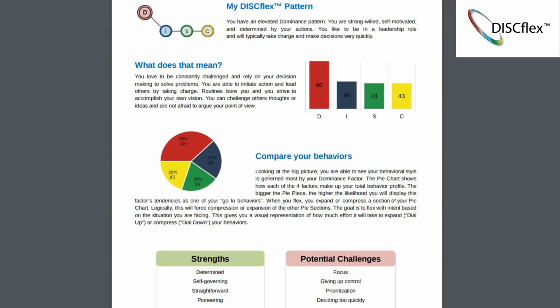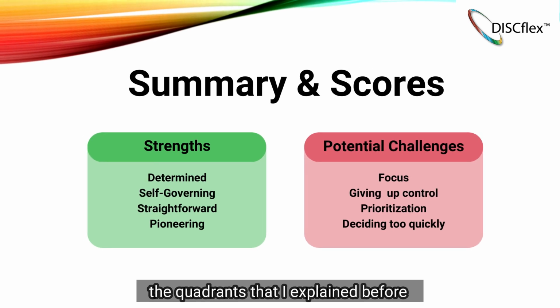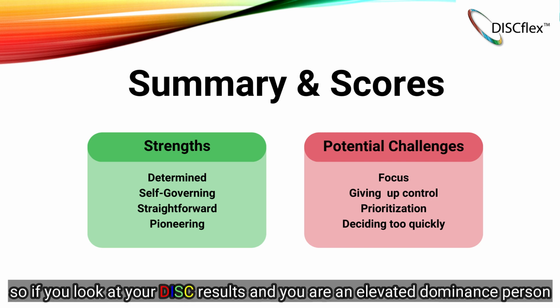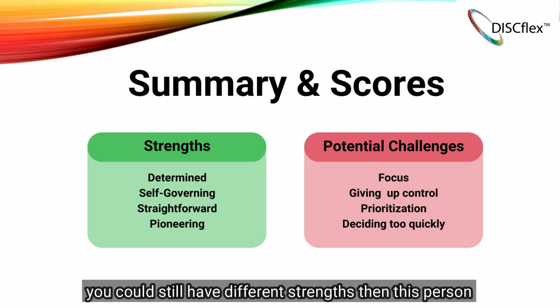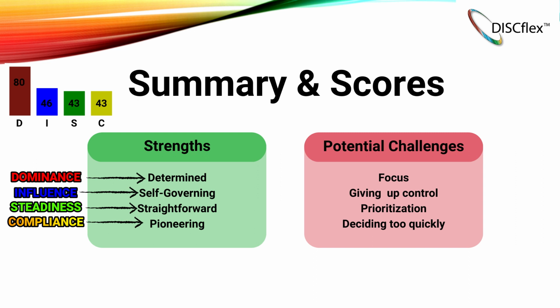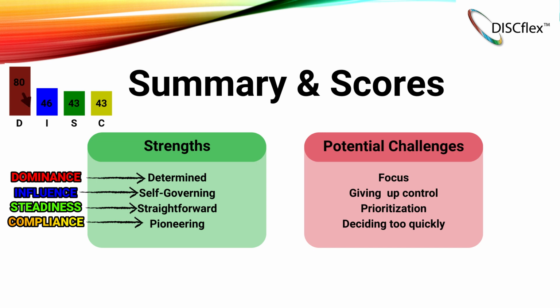Thank you for that. The next section, the strengths and potential challenges, this is the first place that we are going to use the quadrants that I explained before, how each quadrant is going to pull different results. If you look at your DISC results and you are an elevated dominance person, you could still have different strengths than this person, because this one goes one from dominance, one from influence, one from steadiness, one from compliance in order, and the strength pulls from which quadrant you're in. So this 80 dominance score pulls that this person is determined. So it's always in order DISC.